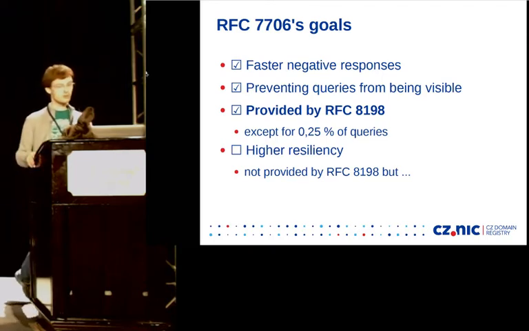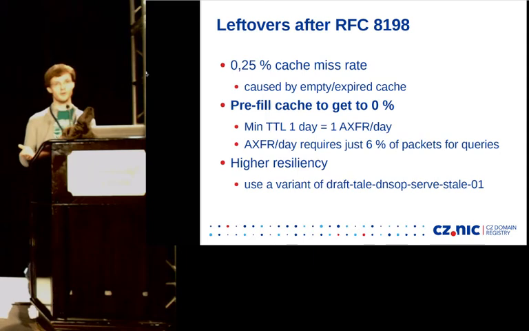So let's see if we can do something about that. Empty cache is a problem, right? We can do the zone transfer, which is required for 7706 anyway. So if we had a mechanism which would pre-fill the cache from the zone transfer, we could get the hit rate to 100%. So using some hack which downloads the root zone and fills the cache beforehand, we have 0 miss rate. And if we repeat this cache filling every 24 hours or right before the cache expires, we can keep a 0 miss rate.